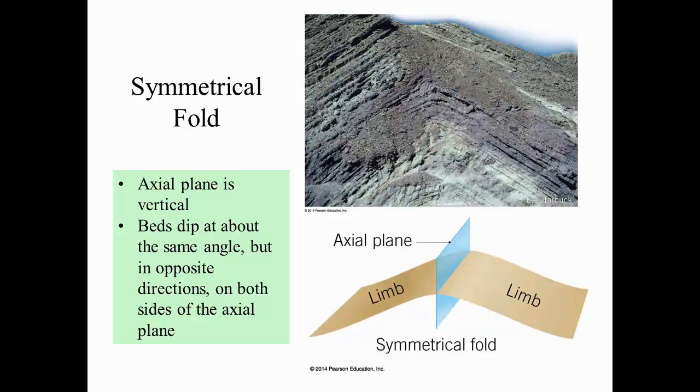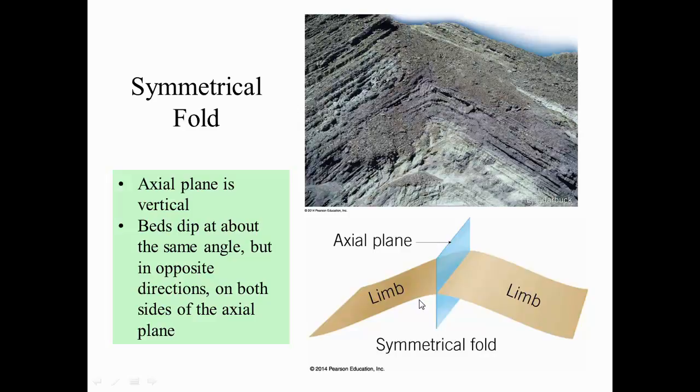Now, folds can have different degrees of symmetry or asymmetry. First of all, let's look at what are called symmetrical folds. In symmetrical folds, the axial plane is vertical, and beds dip at about the same angle but in opposite directions on both sides of the axial plane.